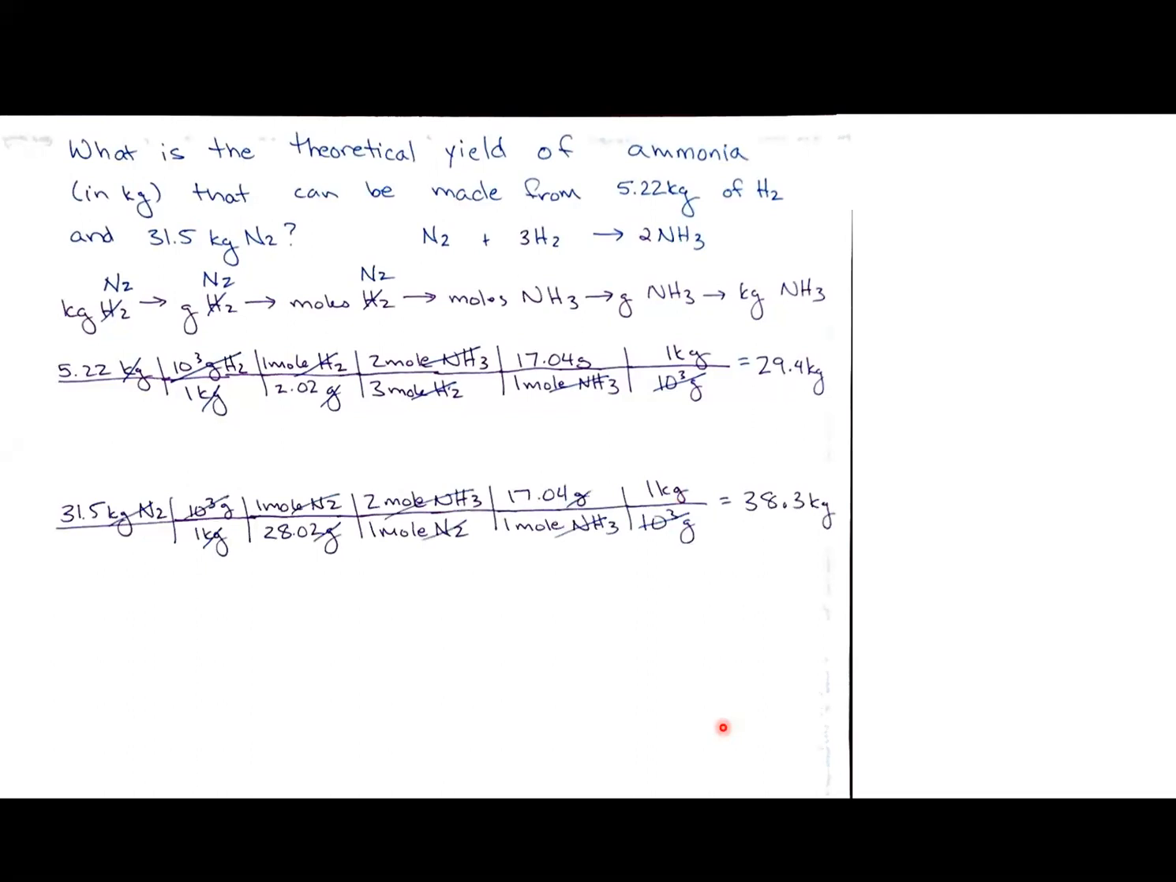So if all my hydrogen reacts, I make 29.4. If all of my nitrogen reacts, I make 38.3. It seems that if I was going to make this much ammonia, I would need more hydrogen.